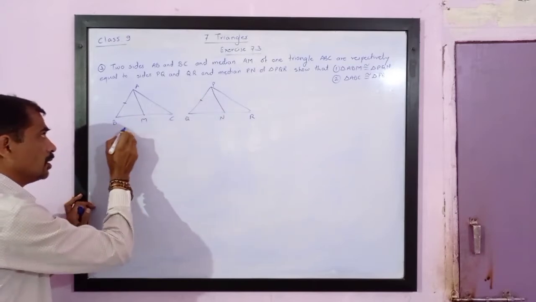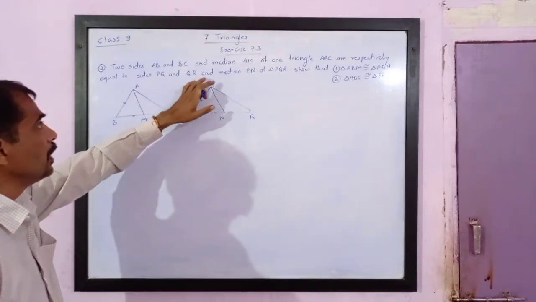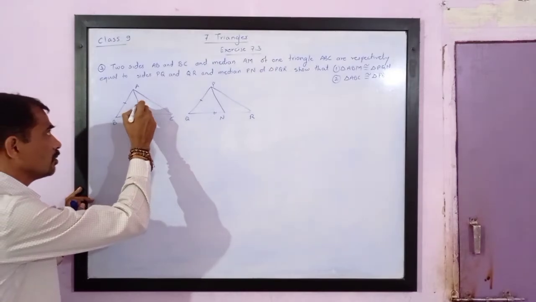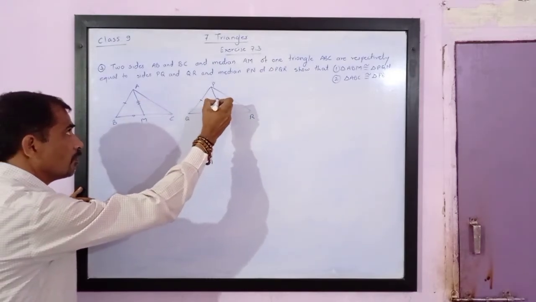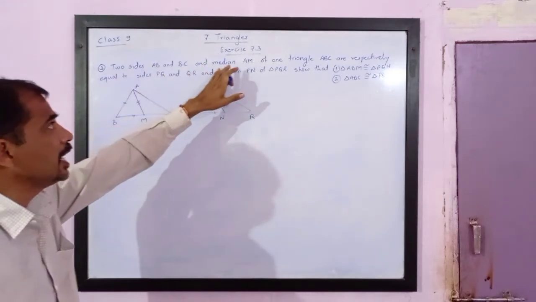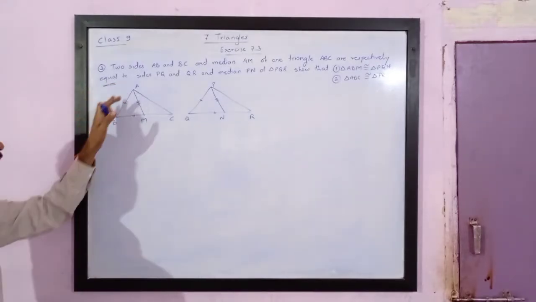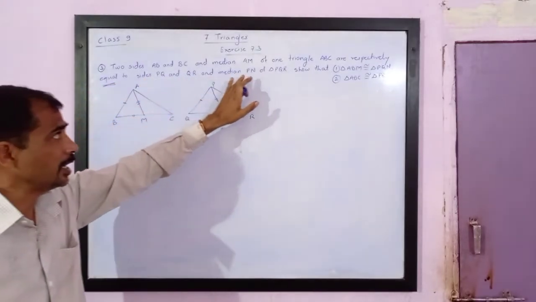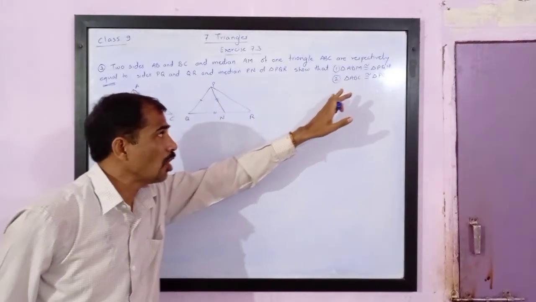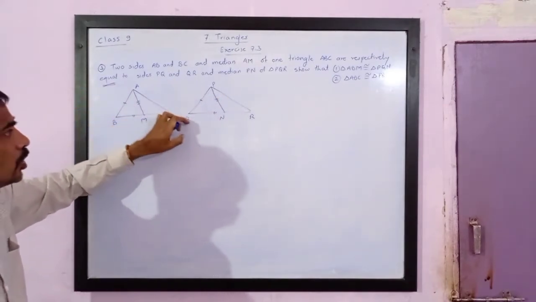Then side BC is equal to side QR, and median AM is equal to median PN. So these are equal. Two sides AB, BC and median AM of one triangle ABC are respectively equal to sides PQ, QR and median PN of triangle PQR. Show that triangle ABM is congruent to triangle PQN.